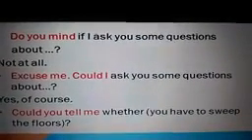And the final form is, could you tell me whether? And we have an example here. Could you tell me whether you have to sweep the floors? And you can say, yes, I do, or no, I don't, or however you want to answer it.